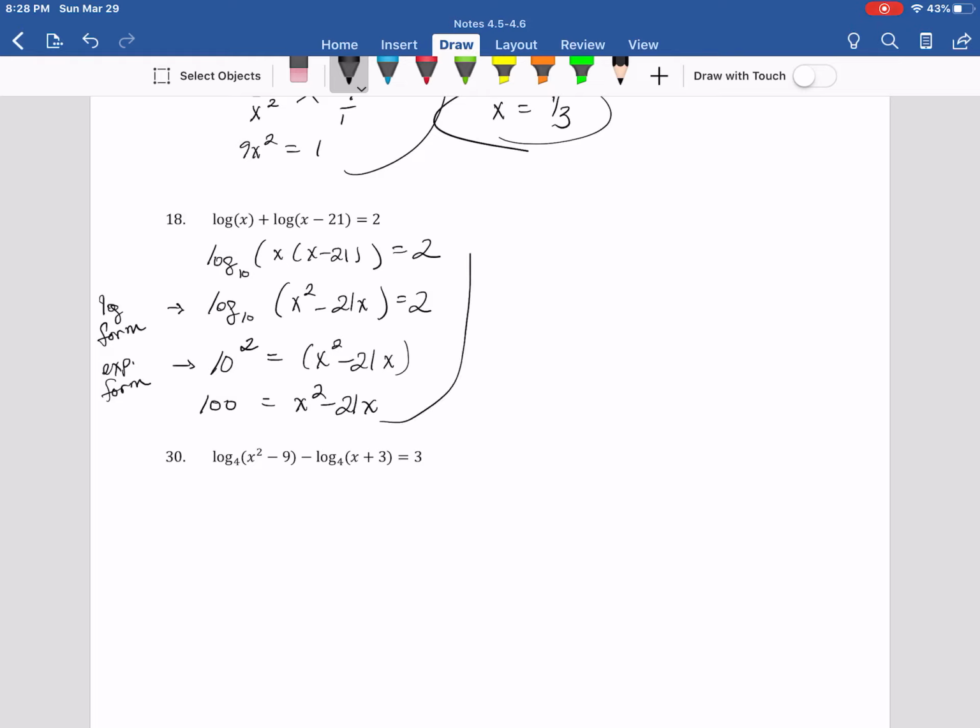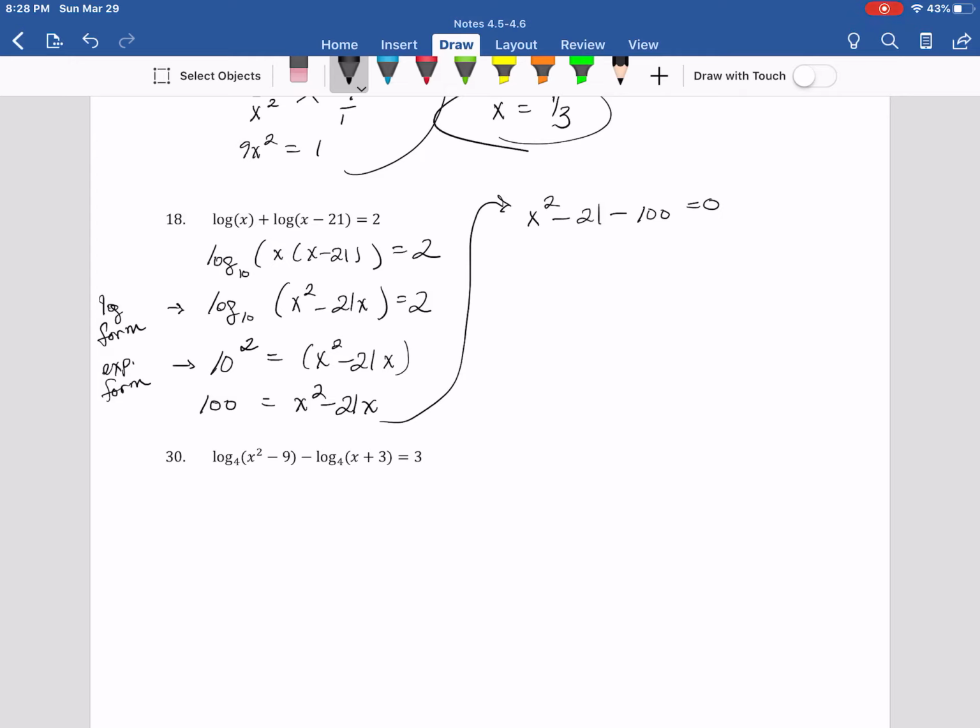I noticed that there's an x squared term that's quadratic. So to solve quadratic equations, you want everything on one side equal to 0, right? Because now we want to try to factor that equation. So try to think of two numbers that multiply to give you negative 100, but add to give you negative 21. So you're thinking 5 and 20 might work.